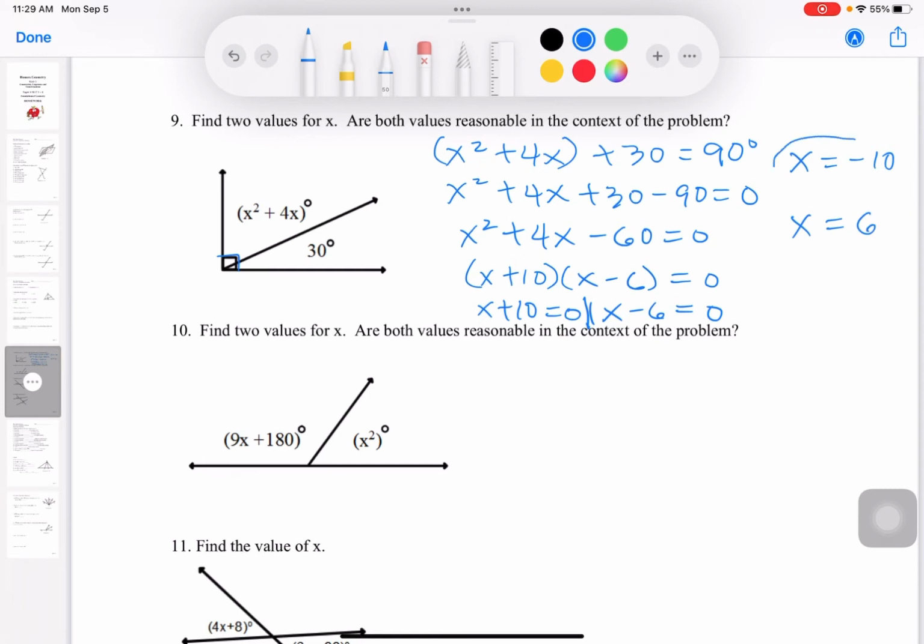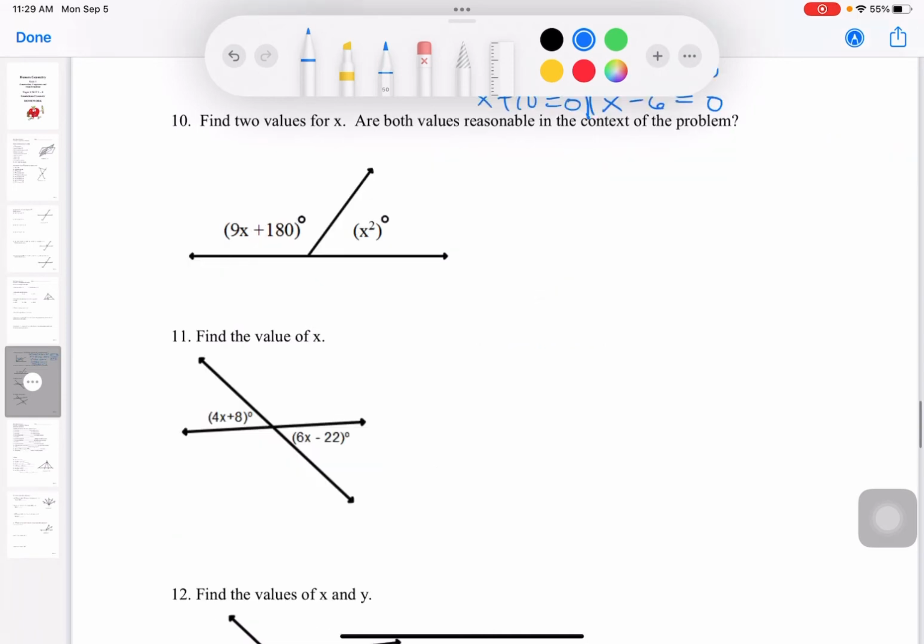So your task is to plug in each value of x to this expression and see if it will yield a reasonable angle measure. Then do the same thing and plug in x is equal to 6 to the same expression. Let's take a look at number 10.